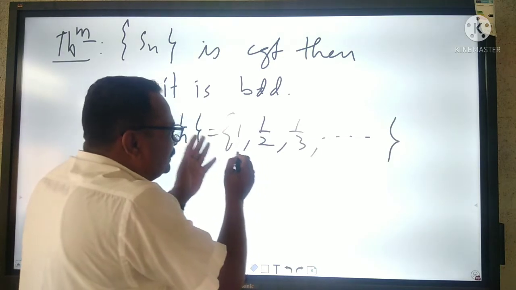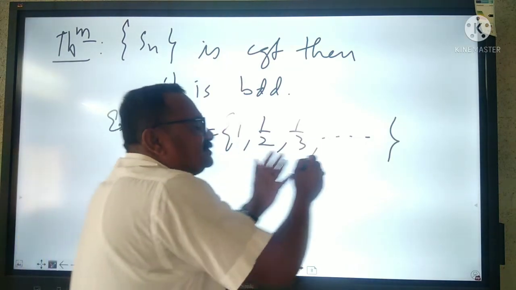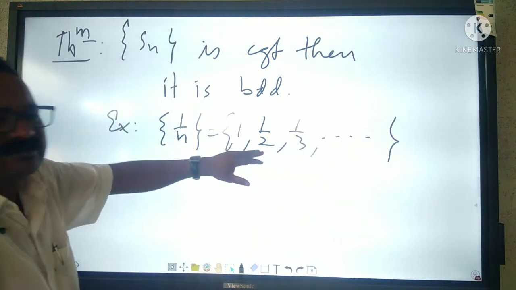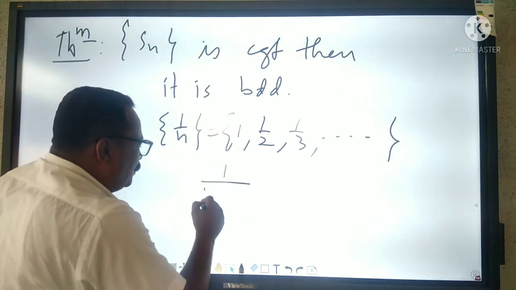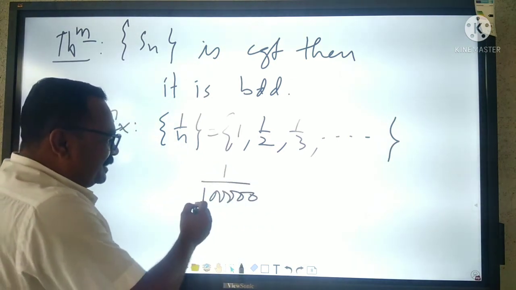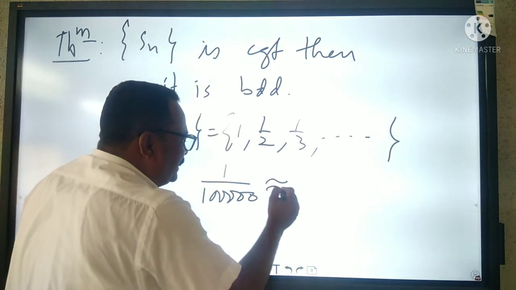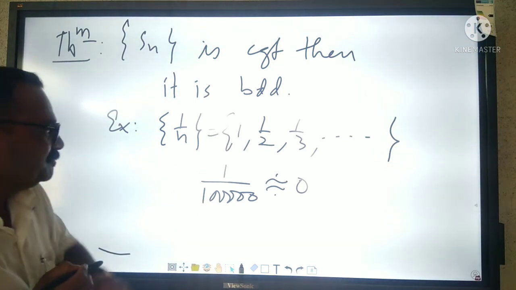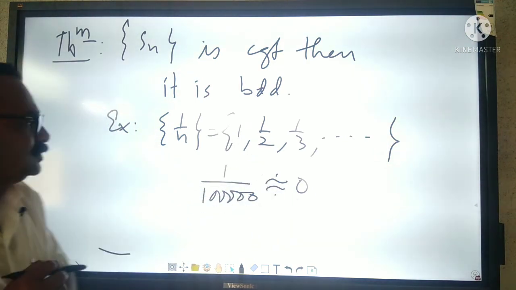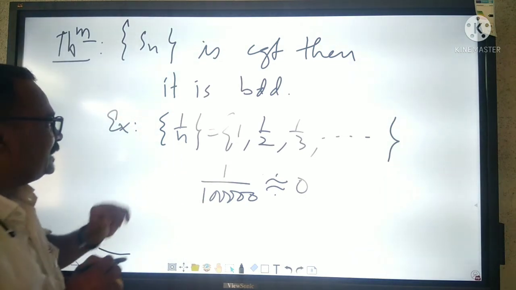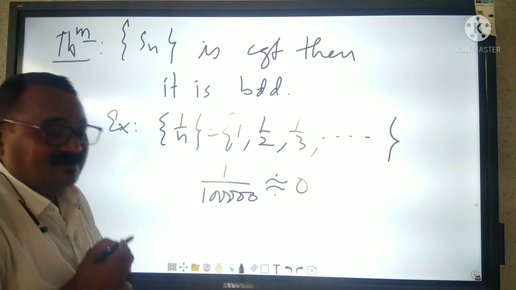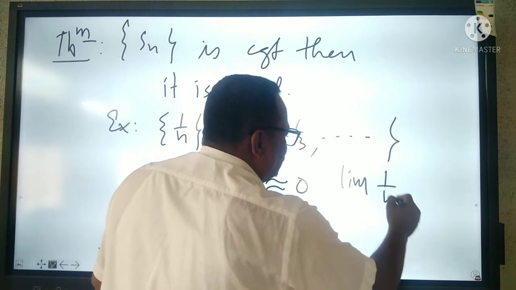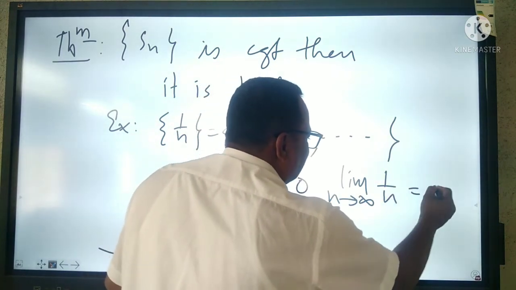See, the terms are going larger and larger. For example, 1 upon 1 lakh is a term in this sequence. Am I right? 1 upon 1 lakh is approximately equal to 0. This is a very small number, positive but very small, so it is nearly equal to 0. In this case, we say that the sequence 1 upon n is a convergent sequence. That's why it is convergent, and we write the limit of 1 upon n as n tends to infinity is 0.